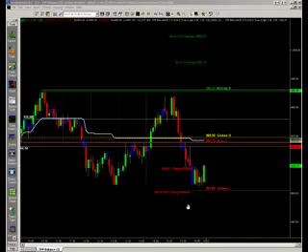Just so you're wondering what these little blue candles are, those are many of the trade zones. Most of them, not all of them, but most of them. So let's get to what happened today.